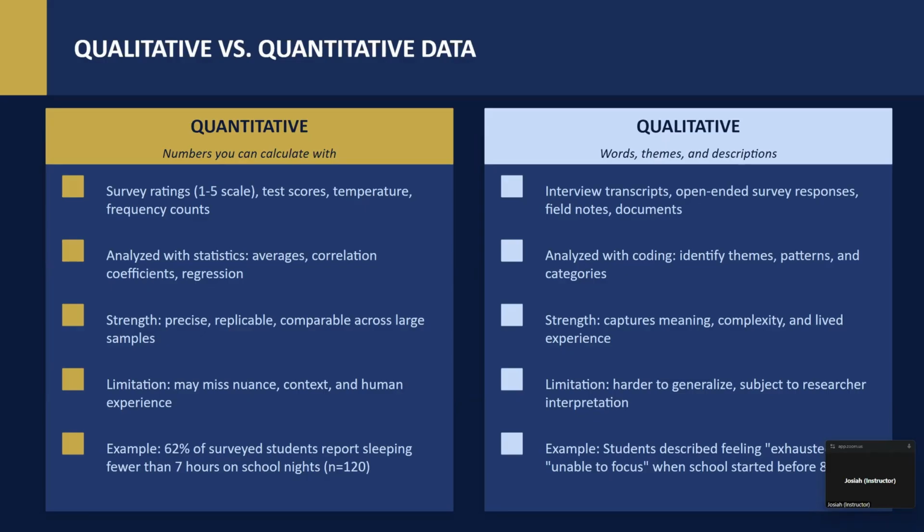And then qualitative data. This is words, themes, and descriptions. It could be interview transcripts, open-ended survey responses, field notes, and documents. It can be analyzed with coding by identifying themes, patterns, and categories. And its strength is that it captures meaning, complexity, and lived experience. The limitation is that it's harder to generalize and it's subject to researcher interpretation. One example is students described feeling exhausted and unable to focus when school started before 8 a.m.